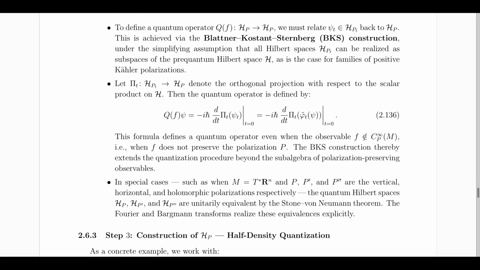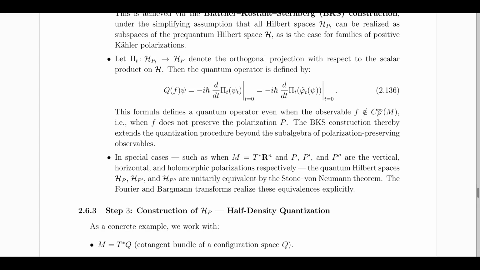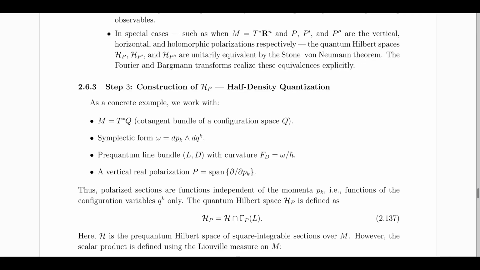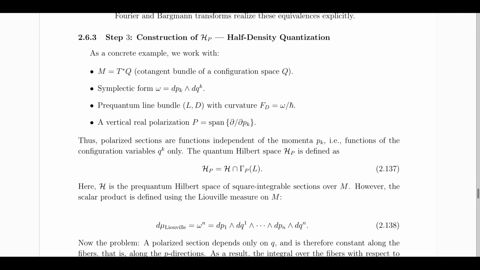In certain special cases, like on flat spaces or Kähler manifolds, all polarizations are unitarily equivalent. Fourier and Bargmann transforms then implement the transitions explicitly. Step 3. Resolving the measure problem, half-densities.